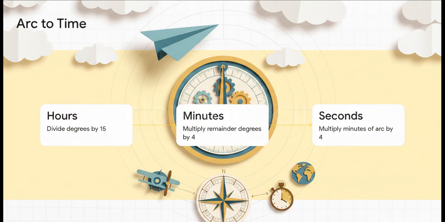Let's walk through a quick example straight from the syllabus. Say we need to convert 77 degrees and 15 minutes of arc into time. Following Step 1, 77 divided by 15 gives us 5 hours, with a remainder of 2 degrees. For Step 2, those 2 remainder degrees times 4 minutes per degree gives us 8 minutes. And finally, Step 3, our 15 minutes of arc multiplied by 4 seconds gives us 60 seconds, which is just 1 more minute. Add the whole shebang together, 5 hours plus 8 minutes plus 1 minute. Our time equivalent is exactly 5 hours and 9 minutes.